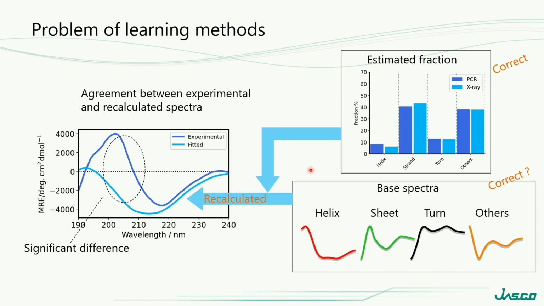If both the estimated fraction and base spectra are correct, a linear combination of these data should reproduce the measured spectrum. However, a significant difference is observed for beta-sheet-rich protein. What is the reason for this inconsistency?